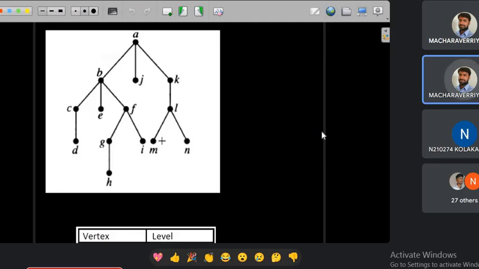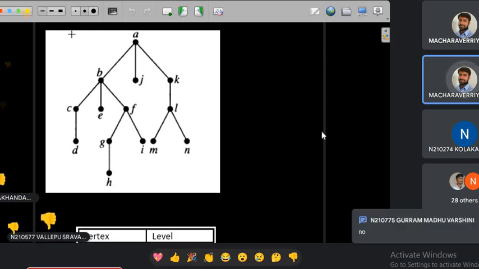So now I'll give you an example. I don't say it is an example, I'm just taking one graph. Is it a balanced graph or not? No. Why? What is the reason?